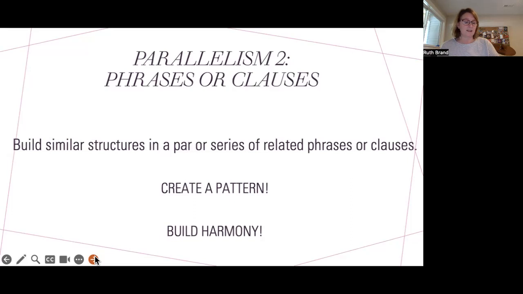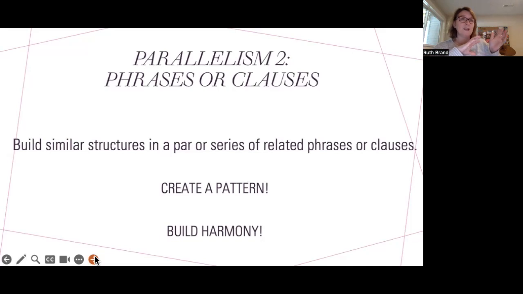Charles Dickens, who else? Shakespeare, goodness, even modern writers. A book by Leif Enger, Peace Like a River. Parallelism, all over the place. Good writers use these, and I'm going to show you examples. But what they do is they're building similar structures in a pair or a series of phrases or clauses.